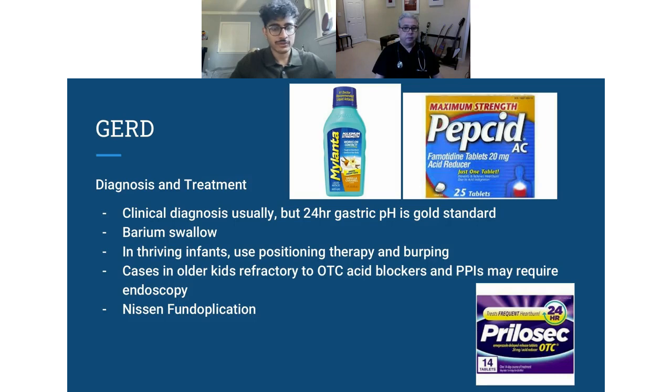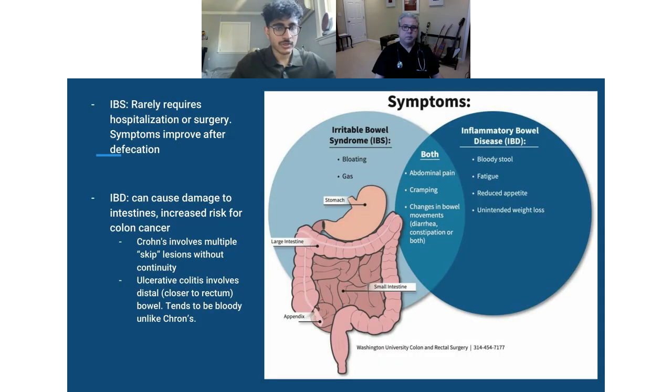And I also have just a few pictures of some anti-acid reflux medications. Mylanta is commonly given to kids. Pepsid is famotidine, which can be given as well, and Prilosec, which is the proton pump inhibitor, known as omeprazole. And we can move on to our next conditions we're going to talk about.